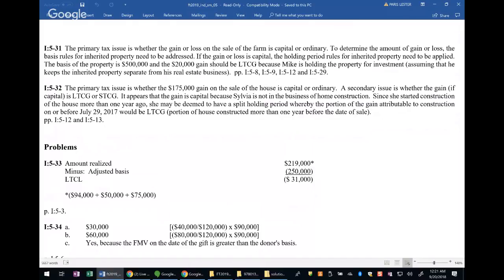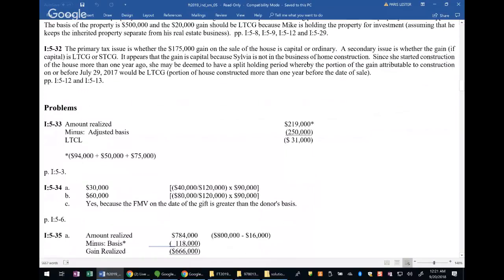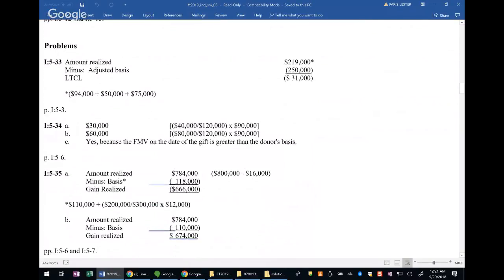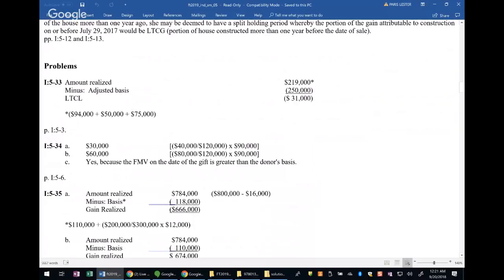Okay. We got a lot to iron out in this problem. It's not so bad. Let's look at it. A part. What is Stan's realized gain on the sale? All right. 800,000 minus the commission leaves 784. That makes sense. All right, but where did the basis come from? 118. Where did the 118 come from?